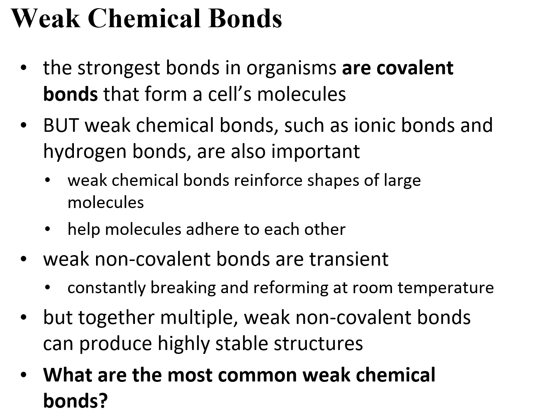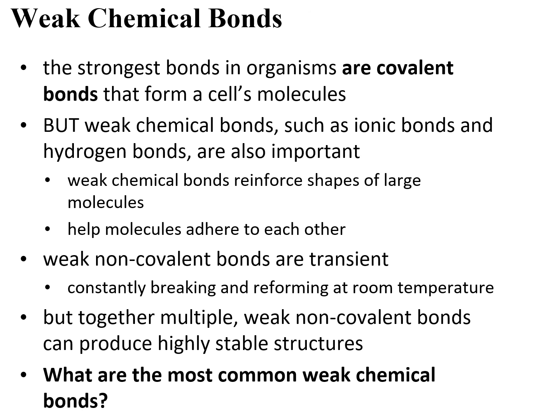Believe it or not, the strongest bonds found in the molecules of organisms are covalent bonds. A lot of students sometimes find this hard to believe because the idea of an ionic bond with a positive and a negative thing attracting each other sounds strong, but it's actually quite a weak bond. So weak chemical bonds, such as ionic bonds and hydrogen bonds, are really important to an organism because weak chemical bonds reinforce the shape of large molecules. They help molecules adhere to one another.